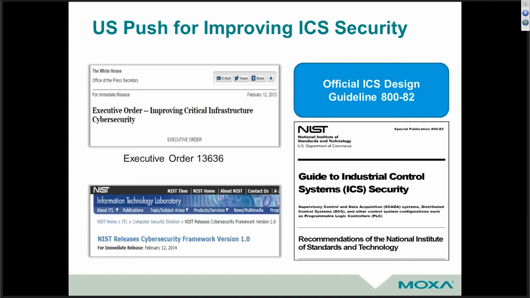Now, the intent of this framework was not to reinvent the wheel when it comes to network security, but to leverage the best practices in the industry that already exist.